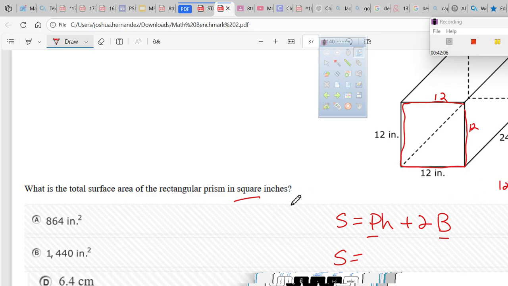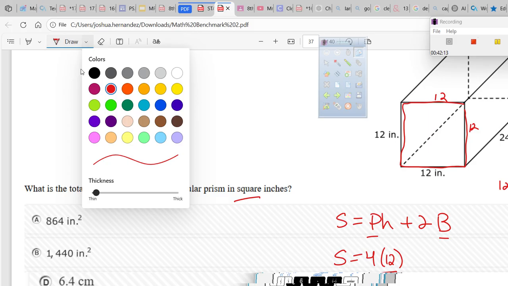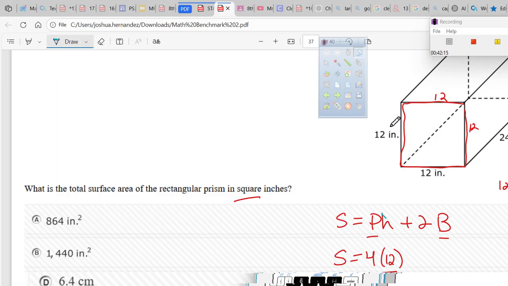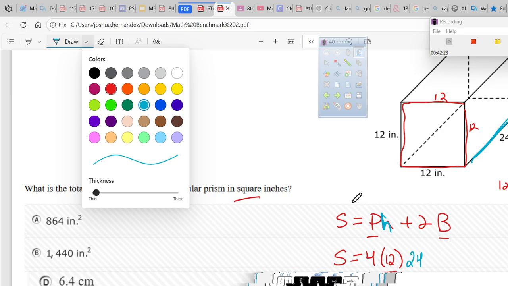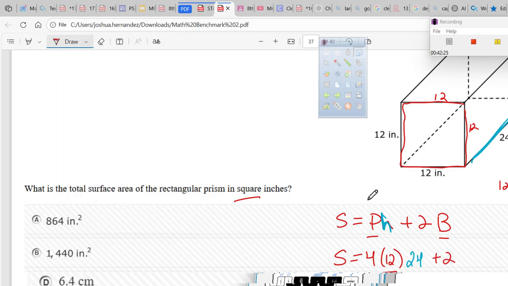I'm going to throw it in like that. If you don't get that, come on. You're not pushing yourself. The height now. The height is going to be the distance from one base to the other base, which is 24. Plus 2b.